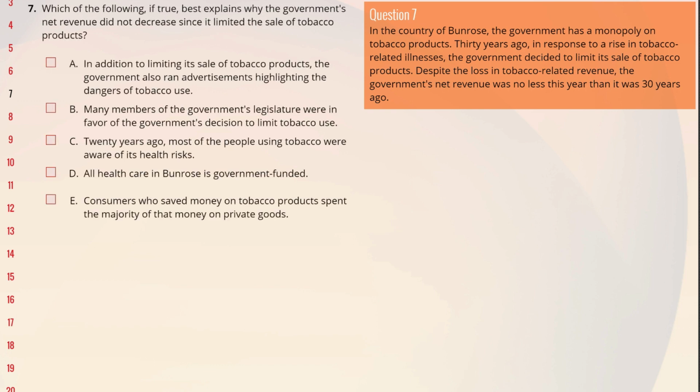In the country of Bun-Rose, the government has a monopoly on tobacco products. 30 years ago, in response to a rise in tobacco-related illnesses, the government decided to limit sale. Good for them. Despite the loss in tobacco-related revenue, the government's net revenue was no less this year than it was 30 years ago. Maybe that means that the government is saving money because of healthcare costs or something like that, probably. Which of the following, if true, best explains why the government's net revenue did not decrease since it limited the sale of tobacco products?